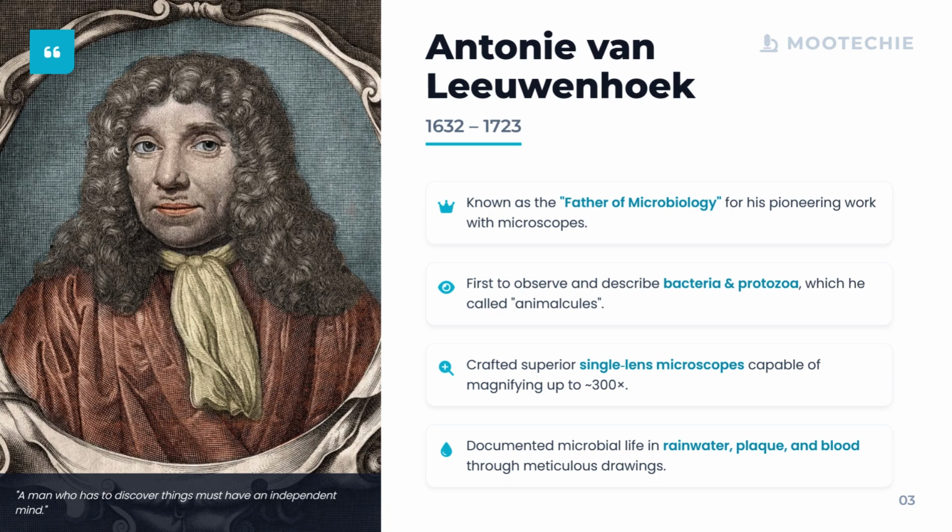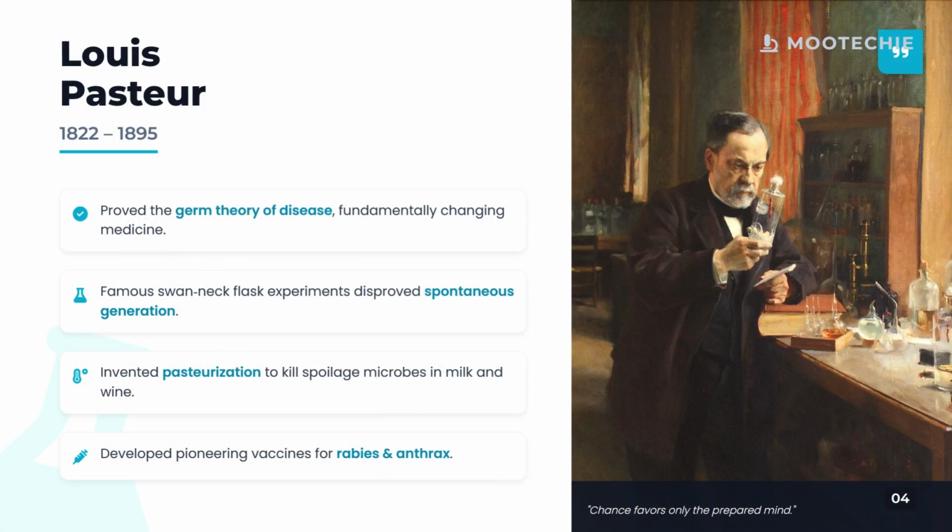Next, we have Louis Pasteur from 1822 to 1895. He proved the germ theory of disease, fundamentally changing medicine. Pasteur's famous swan neck flask experiments disproved spontaneous generation. He invented pasteurization to kill spoilage microbes in milk and wine, and he developed pioneering vaccines for rabies and anthrax. Pasteur showed us that microbes cause disease and taught us how to control them.